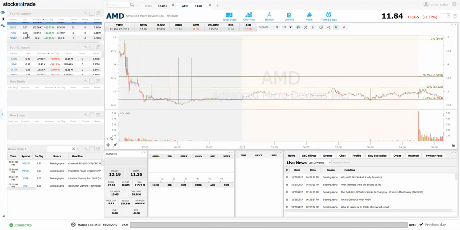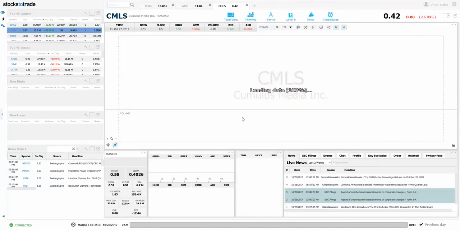I'm trying to see what was Friday. Wasn't a lot going on. Let's see this CMLS. I don't know. Oh, this wasn't. Let's see. Let me pull up another chart. So you see how long it takes. That's the thing about Stocks to Trade, man.